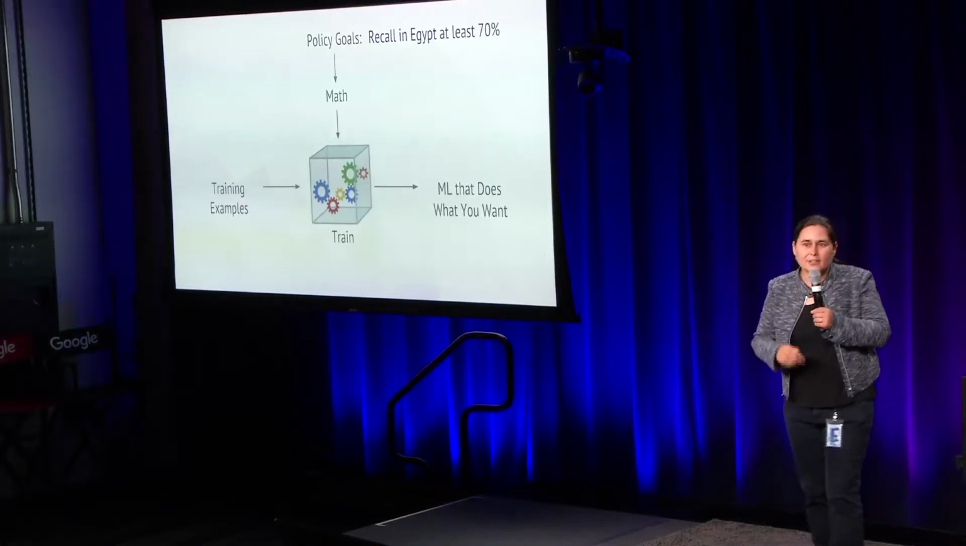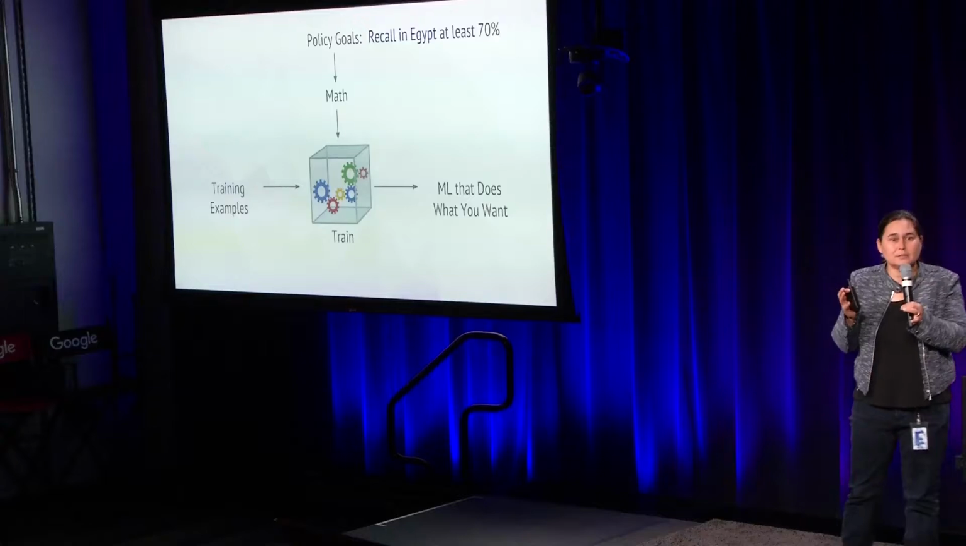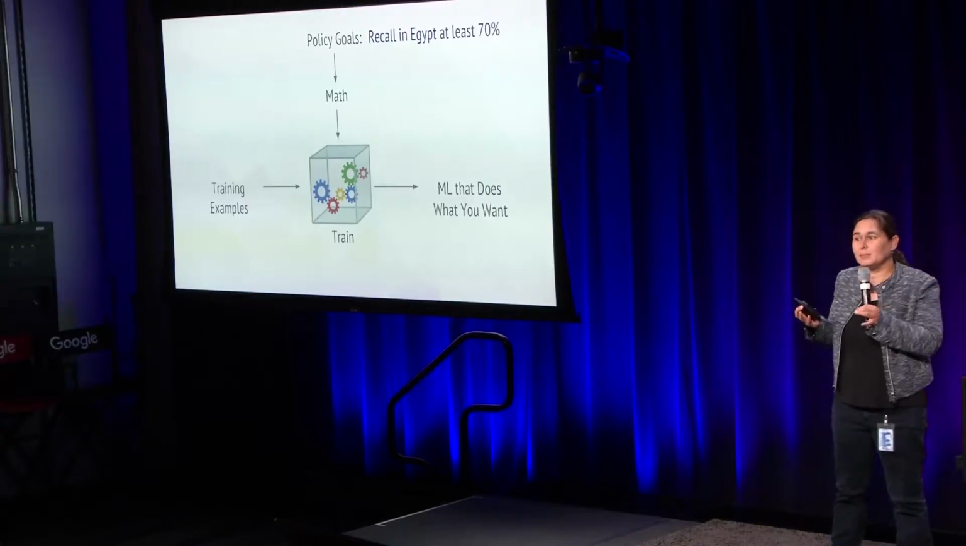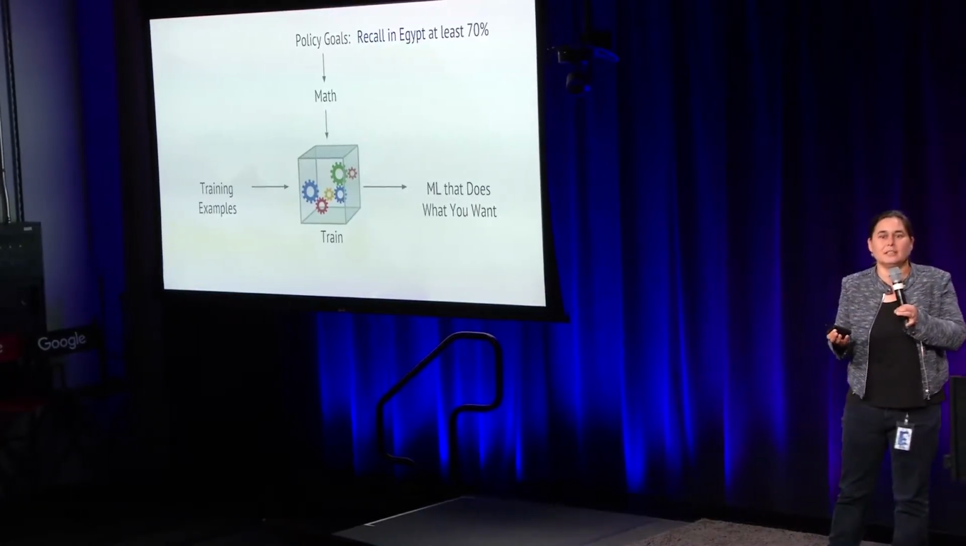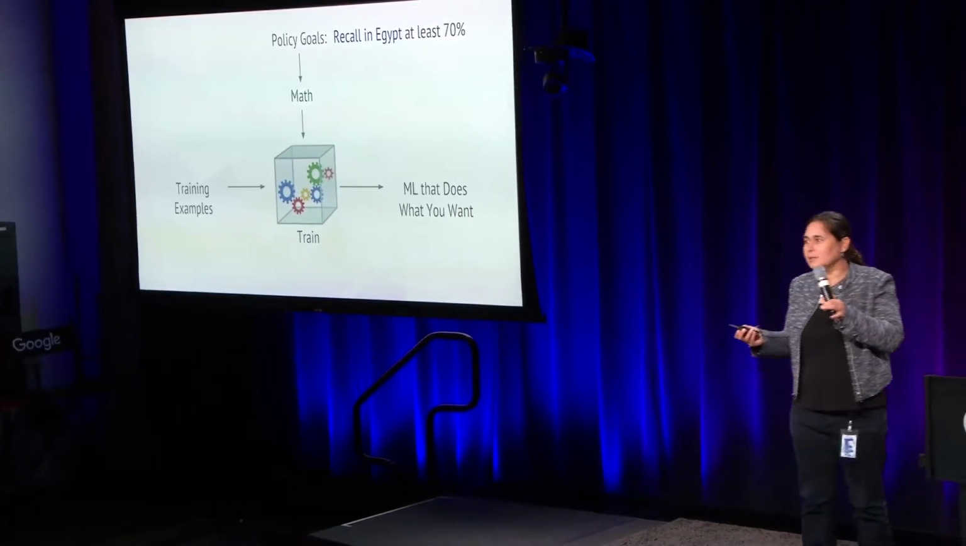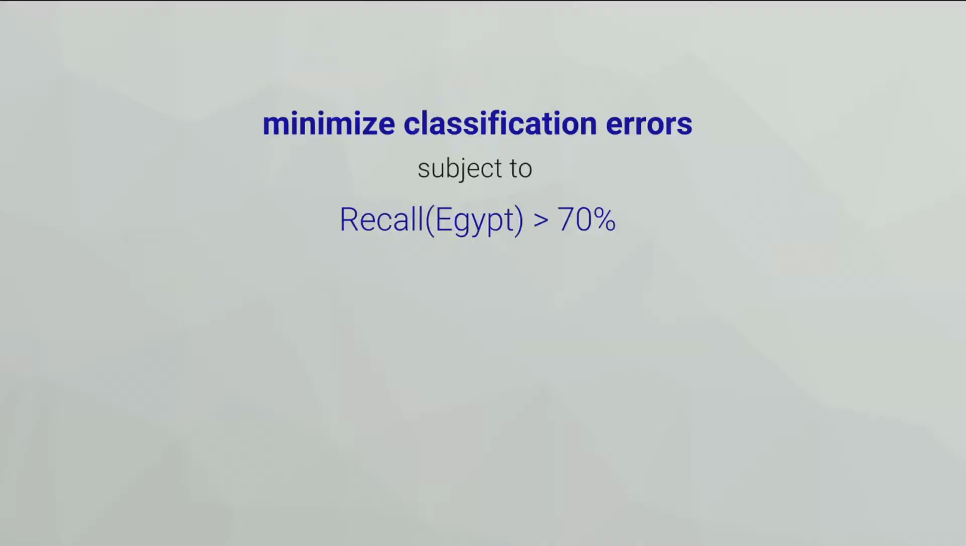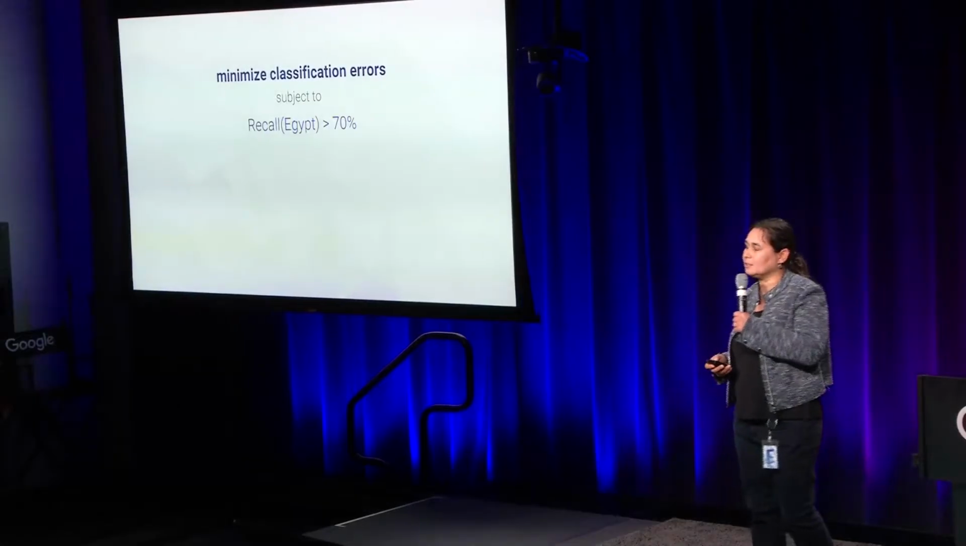Okay, so another notion of fairness isn't always relative. You often maybe just want to say something absolute about what's going on in a slice of your data. For example, I want to make sure that the recall in Egypt is at least 70%. And again, you can just add this as a constraint and make sure that when you train the model, it respects this. You might lose some accuracy, but you're going to respect your constraints.